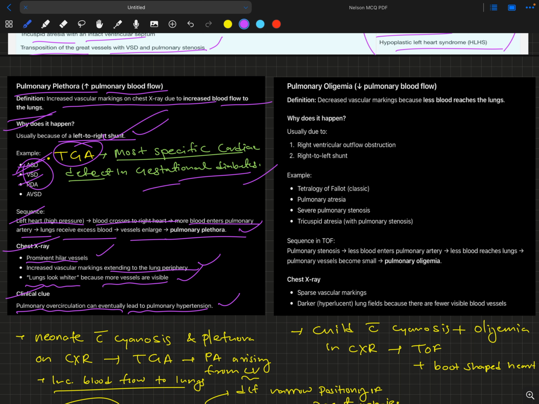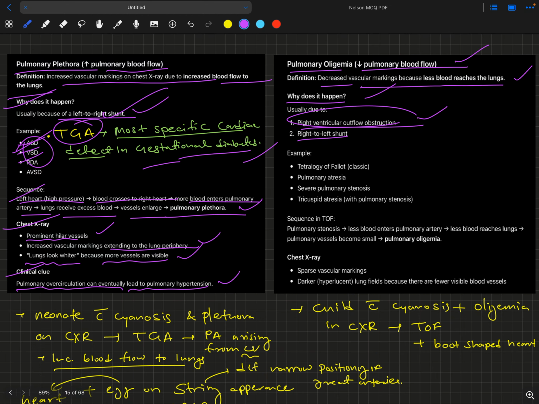Okay. In case of pulmonary oligemia, there is decreased pulmonary blood flow. Definition is decreased vascular markings because less blood reaches the lungs. Why does it happen? It happens due to right ventricular outflow tract obstruction, which is seen in case of tetralogy of Fallot, with a right to left shunt. In case of Eisenmenger syndrome, we also see a right to left shunt. Example is tetralogy of Fallot.